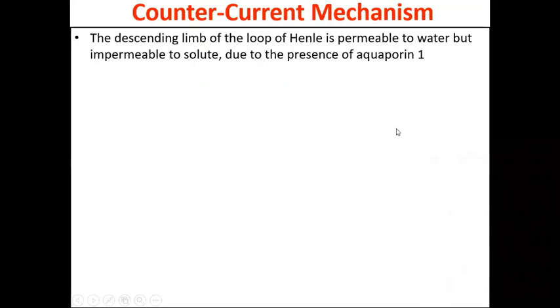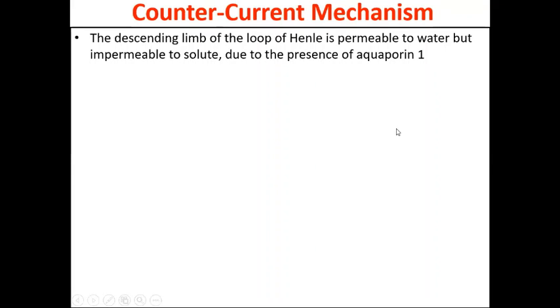So these are the two opposite sides of the loop of Henle. The descending one has a lot of aquaporin proteins, so it's responsible for reabsorption of water because it's permeable to water. But you'll find that this part of the loop of Henle is impermeable to solutes. So solutes are not moving. What is moving is water. That will bring about an increase in the concentration of solutes in the lumen.